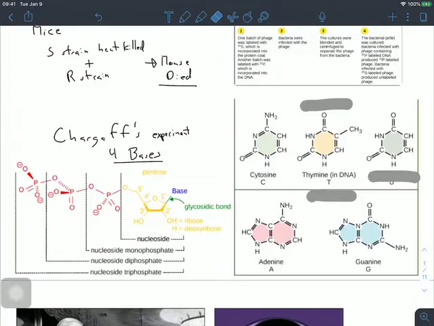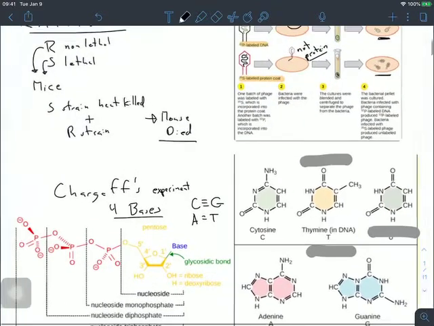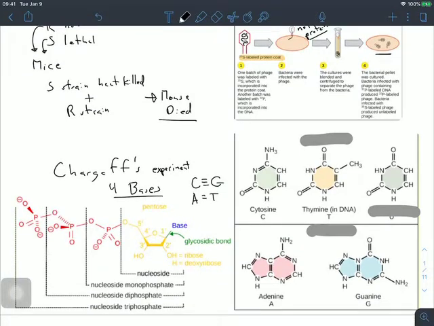And Chargaff noticed that the amount of cytosine, C, was always equivalent to the amount of guanine, G. He also noticed that the amount of adenine, A, was equivalent to the amount of thymine, T, regardless of whatever organism he looked at. If he isolated DNA from a plant, this was true. If he isolated DNA from a human, this was true. If he isolated DNA from a dog, this was true. This allowed Chargaff to make the conclusion that cytosine paired with guanine and that adenine paired with thymine.